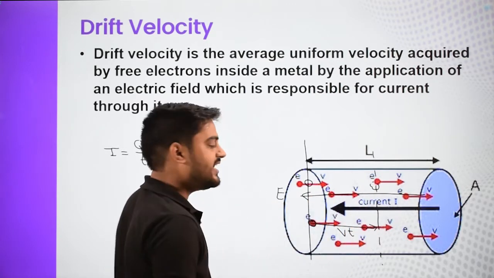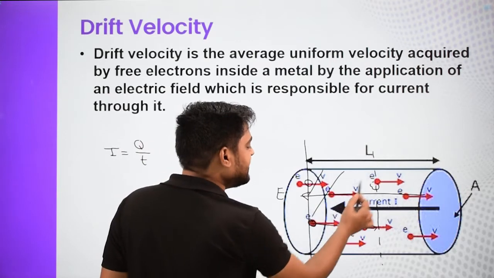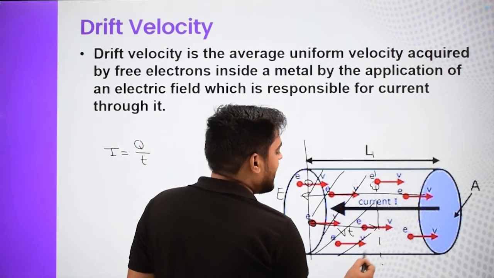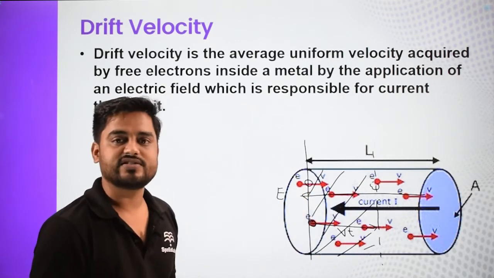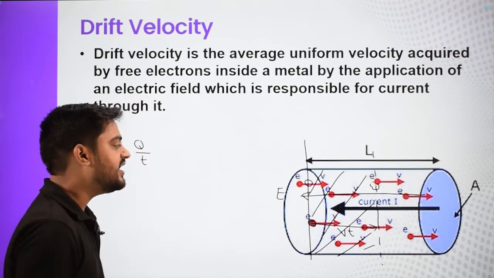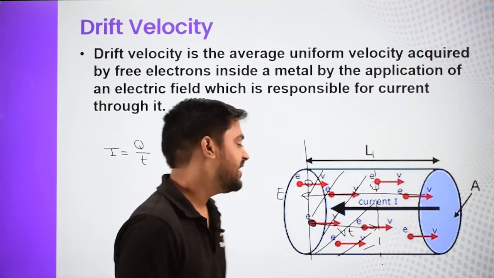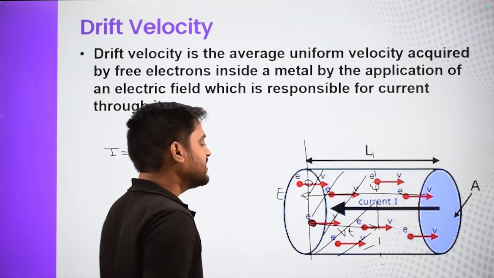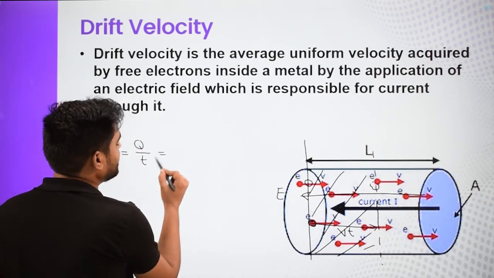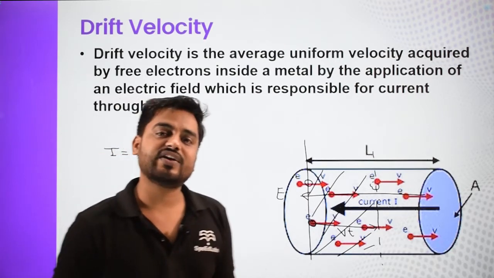And now I can say that whatever electron is present in between this region, that electron is passing through this area of cross section. So how do we define current? Current is the total charge flown through this area of cross section per unit time. So in time t, how much is passing? So first I need to write the charge. For charge, I have to write the number of electrons.